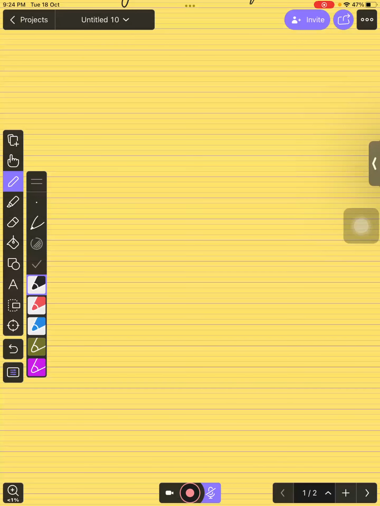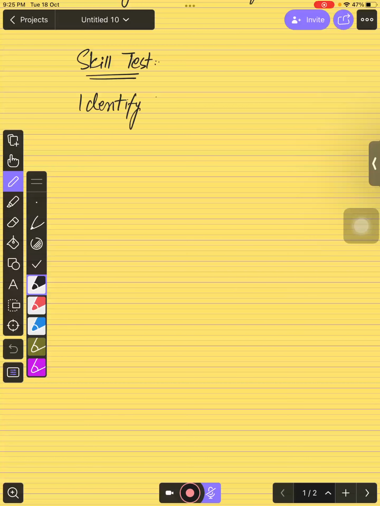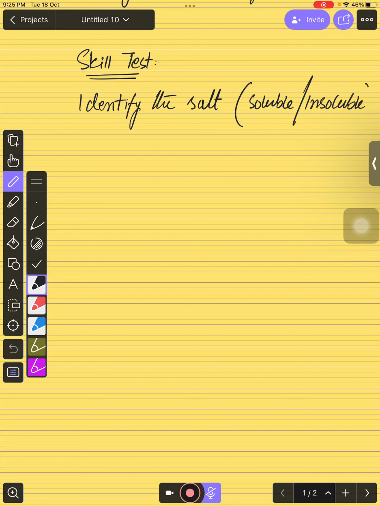Okay, so I am moving towards the skill test, right? We need to test our skills, whether we are getting the point or not, right? So in the skill test, what we need to do is identify whether the salt is soluble or not. Soluble or insoluble? You just need to identify this. You need to write soluble or insoluble in front of the salt, right? So I am writing 10 different salts over there, right?